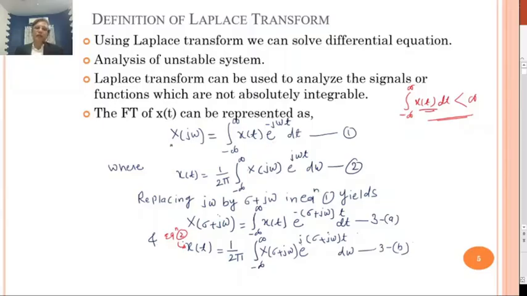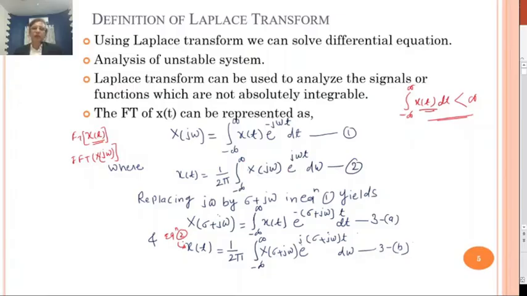We know that equation 1 is the representation of the signal in the frequency domain, and that is called the Fourier transform. That is, X of j omega equals the integral from minus infinity to plus infinity of x of t e raised to minus j omega t. This is the Fourier transform of x of t. And equation 2 is the inverse Fourier transform of this frequency domain signal X of j omega, that is 1 upon 2 pi times the integral from minus infinity to plus infinity of X of j omega e raised to j omega t d omega.